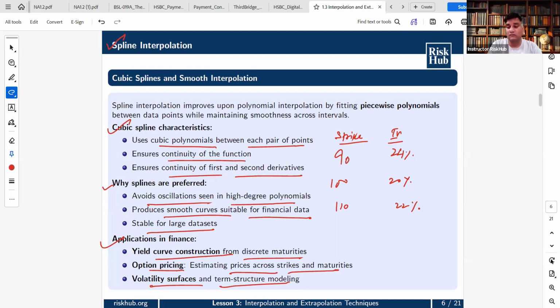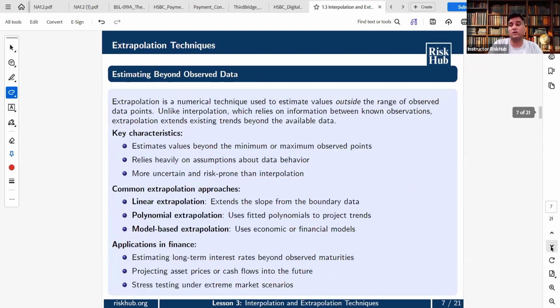Okay. Then we get into the next part, which is your extrapolation techniques, estimating beyond your observed data. So we look at your key characteristics, common extrapolation approaches, and applications in finance. We move outside the known data range. Extrapolation means estimating values beyond the observed minimum or maximum data point.